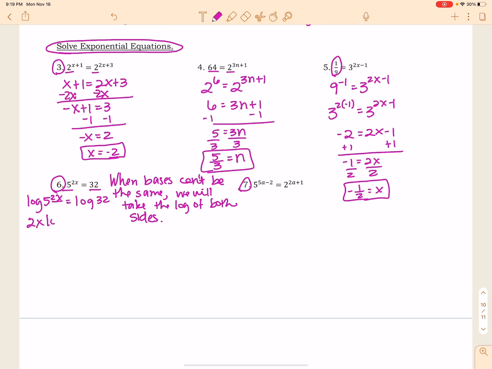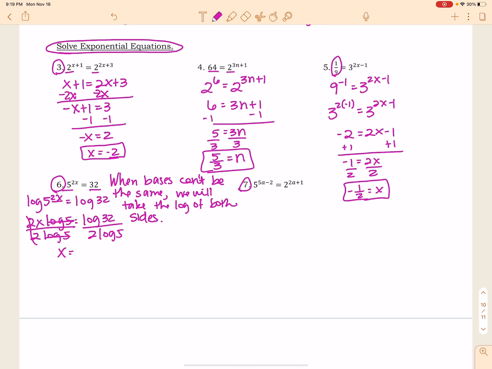So I've got 2x log of 5 equals log of 32. Excellent. Now I've got to get x by itself. Since all of this is multiplied together, I'm going to divide all of it by 2 log of 5 and do the same thing over here.